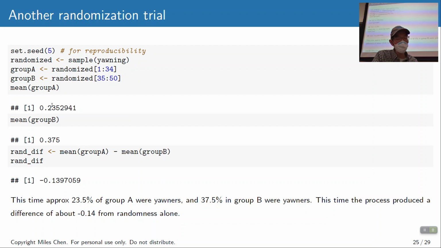Group A actually has a lower proportion, 0.235 versus group B, and we have a difference of negative 0.1397, so around a difference of negative 14 percentage points between these two group proportions. Okay, and that happened just from randomness. And so what we want to know is, what if I do this a whole bunch of times?